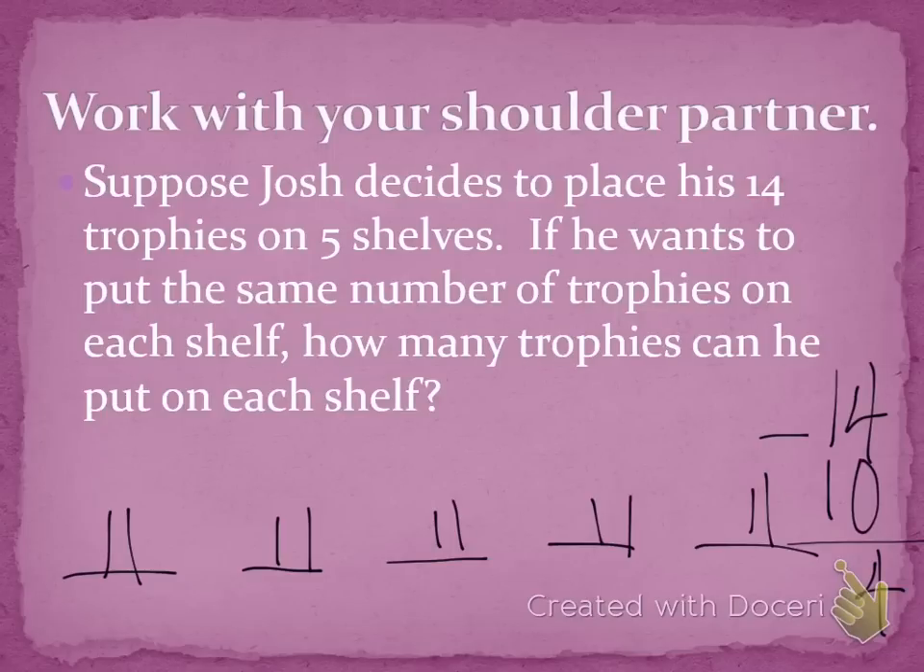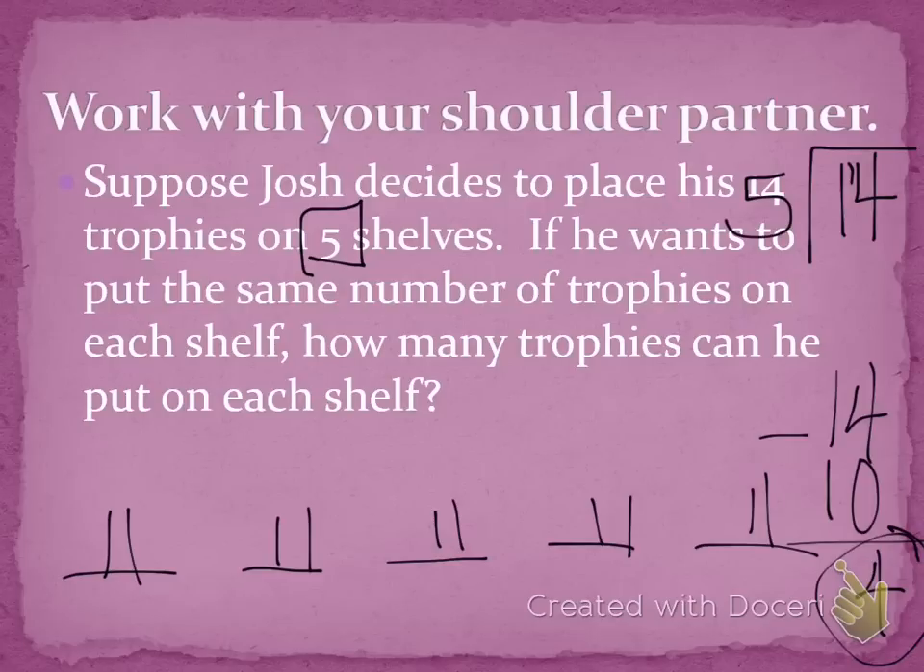Again, if the number that I have right here is smaller than the divisor that I'm working with, then it's not going to be possible, and that is going to be my remainder. So if I have 5 shelves, Josh is going to be able to put 2 trophies on each shelf. But if I were actually solving that using what I just learned about division, I would do this: 14 divided by 5. Again, I know 5 times 2 is 10. Do my subtraction, and I would have 2 remainder 4 in my problem.